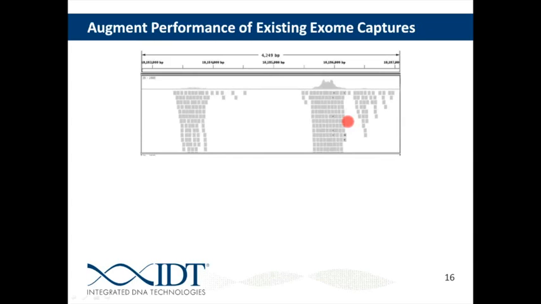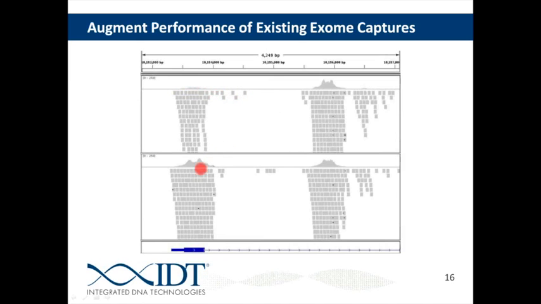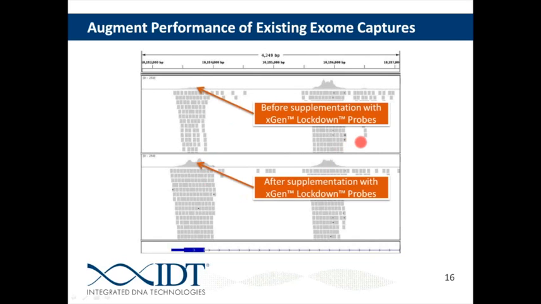First thing that we can do is augment the performance of an existing capture. In this example, you can see a coverage chart, and this is a 1.1 megabase capture using RNA or array-derived RNA baits. As you can see over here, there's a region which is severely underrepresented in this capture experiment. Now compare this with the performance of this capture experiment below. This is the same 1.1 megabase capture with the only difference of supplementing xGen lockdown probes to enhance the coverage of that region that was poorly represented before.